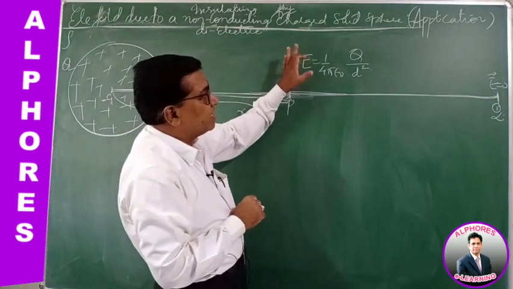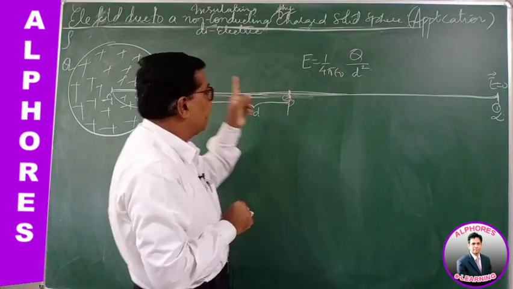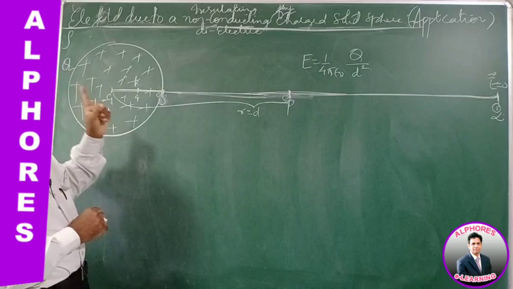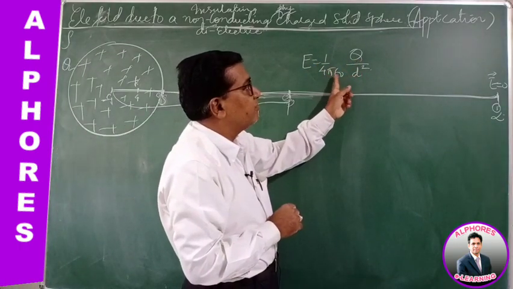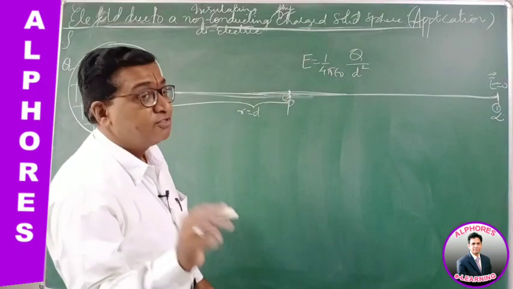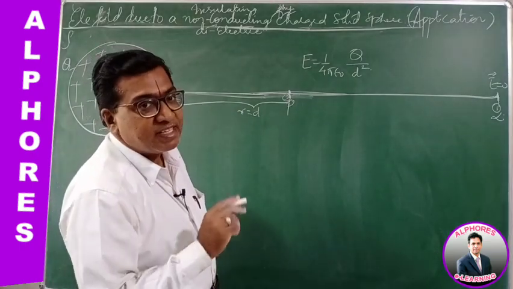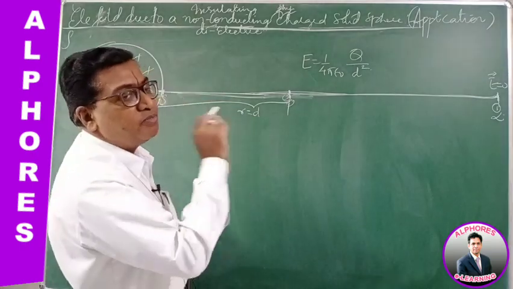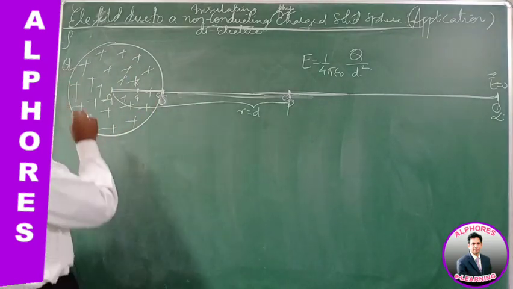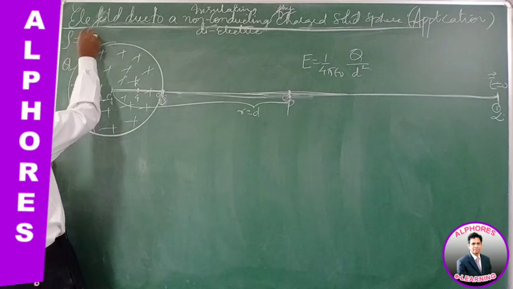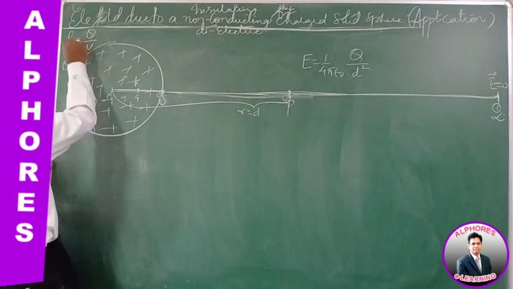So the magnitude of the electric field at the outside point for a non-conducting charged sphere when charge Q is given is 1 by 4 pi epsilon naught Q by d square. The same question he will ask you if it is given in terms of volume charge density rho. If rho is given, you know rho is charge per volume, so cross multiply.